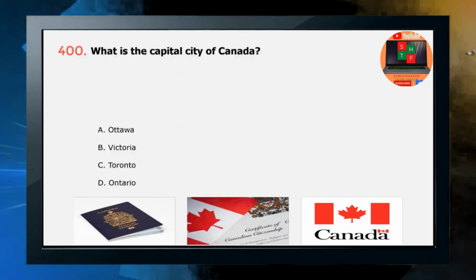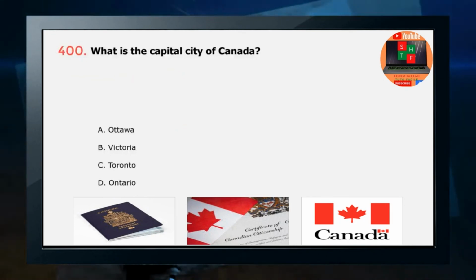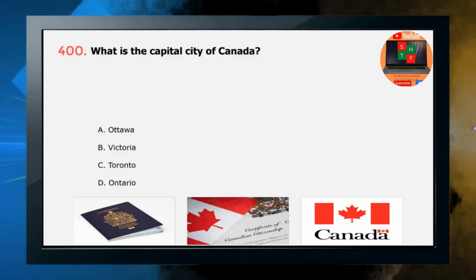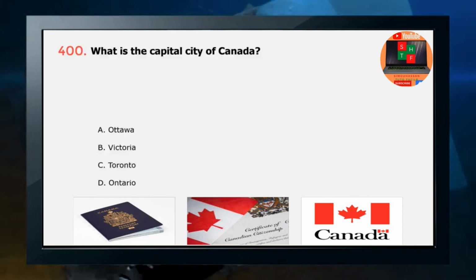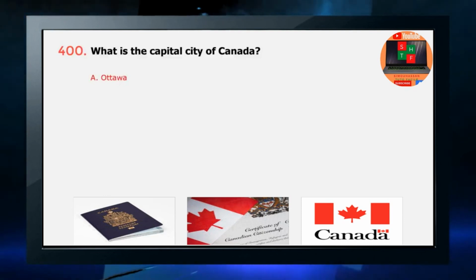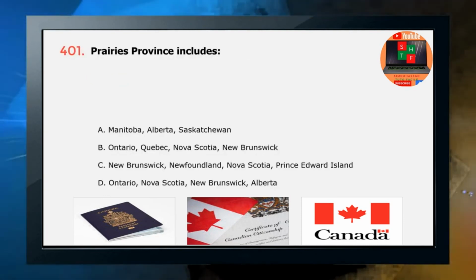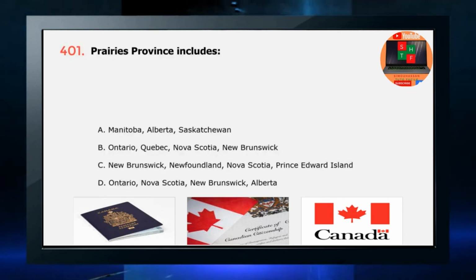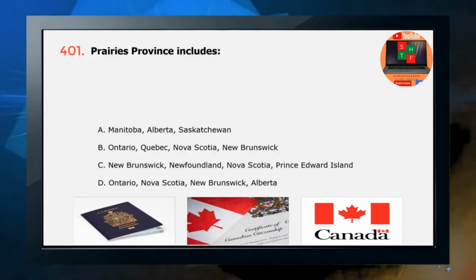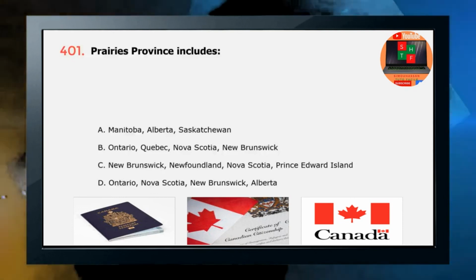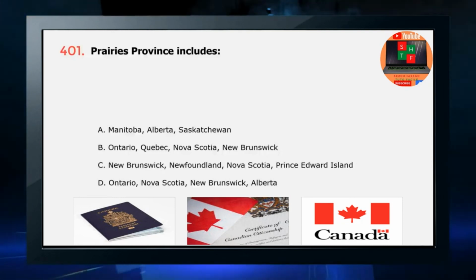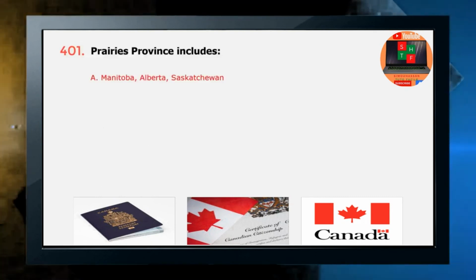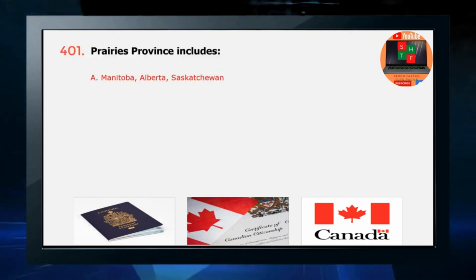Question 400. What is the capital city of Canada? A. Ottawa. B. Victoria. C. Toronto. D. Ontario. The answer is A. Ottawa. Question 401. Prairies province includes A. Manitoba, Alberta, Saskatchewan. B. Ontario, Quebec, Nova Scotia, New Brunswick. C. New Brunswick, Newfoundland, Nova Scotia, Prince Edward Island. D. Ontario, Nova Scotia, New Brunswick and Alberta. The answer is A. Manitoba, Alberta, Saskatchewan.